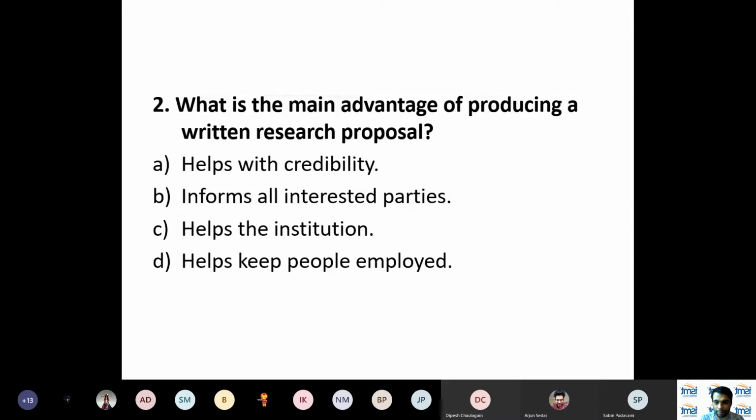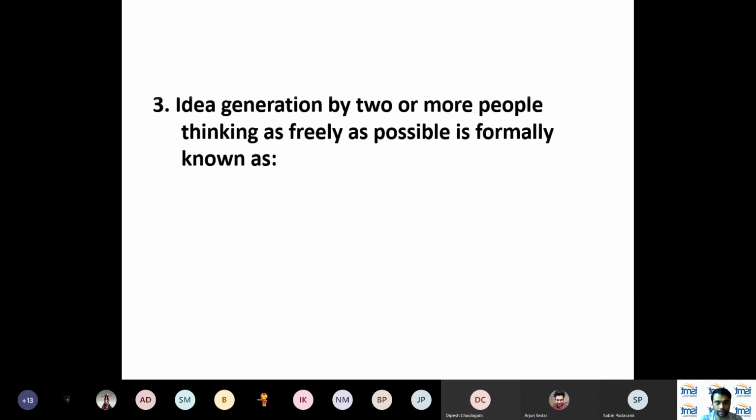Okay, so what is the main advantage of producing a written research proposal? The proposal we have prepared, what is the main advantage of producing it? It helps with credibility, informs all interested parties, helps the institution, helps keep people employed. Inform all interested parties in the university. Okay, that's the answer. I'd like to move fast.